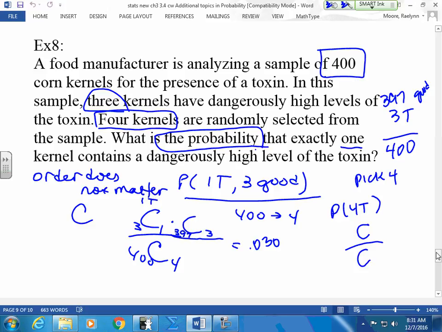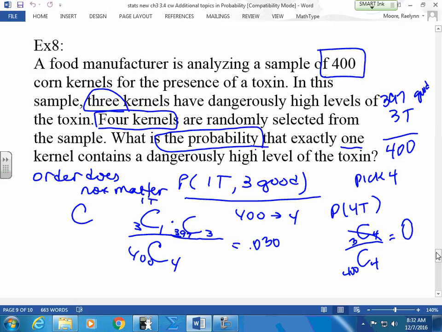Oh, why not? There's only 3 toxics. Good. So if I would set it up like this with a 4, I would say, whoops, I only have 3. I can't do this. I can't take 4 out of 3, right? So therefore, what is my probability? 0. This is the impossible case. Okay, good. Chris thought before we did it.